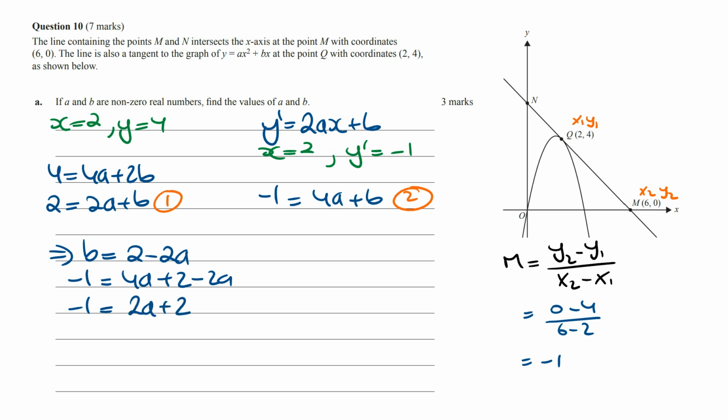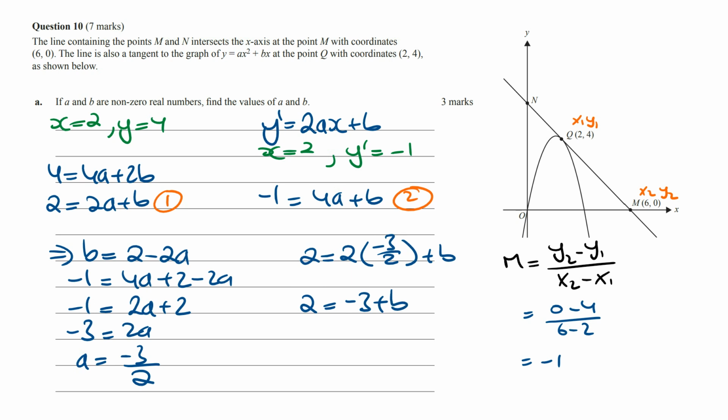Solving for a, this is going to be minus 3 is equal to 2a, and so a is going to equal minus 3 on 2. And now that we have the value of a, we can sub this into either equation 1 or 2 to solve for b. Subbing into the first equation, we're going to get 2 is equal to 2 times minus 3 on 2 plus b. This is going to be 2 is equal to minus 3 plus b, and so solving for b, b is going to be 2 plus 3, which is equal to 5.